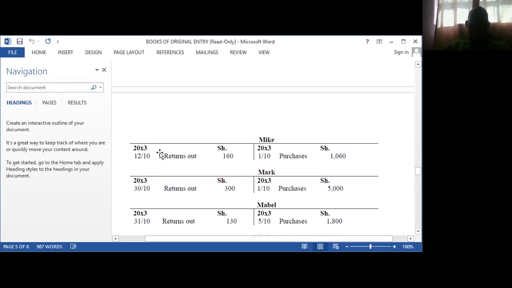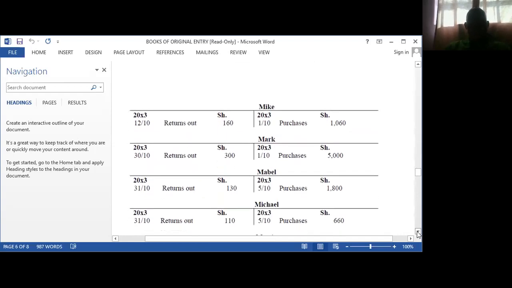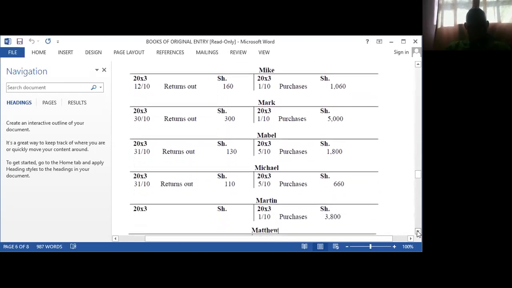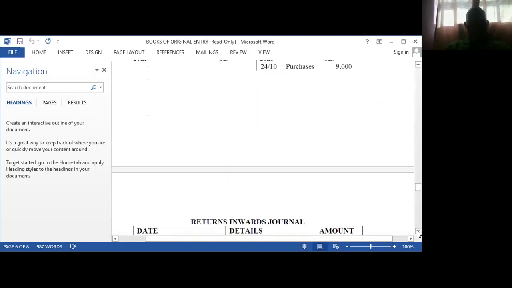In case we return goods to them, then we record them on the debit because we are subtracting this amount that we are supposed to pay. They are recorded on the other side. Two debits simply means addition. But if it is a debit and a credit, it simply means subtraction. That's how we normally prepare them.